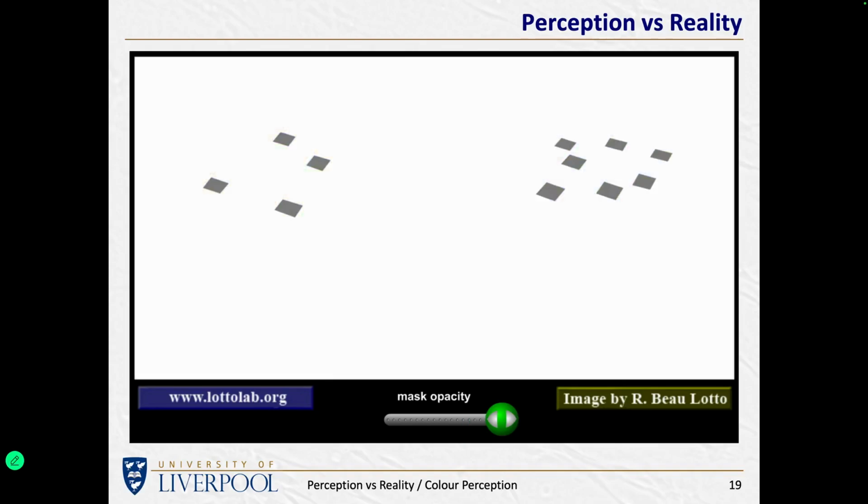And there they are. I've now removed all of the other pixels which were confusing you. Those are what you are actually looking at. The blue tiles aren't blue, they're actually grey. The yellow tiles aren't yellow, they're actually grey. And they are exactly the same shade of grey. I've checked them myself. If you don't believe me, you can go to the website in the bottom left there, lottolab.org, and convince yourself that this is not my trick of PowerPoint. That is actually the way it is.